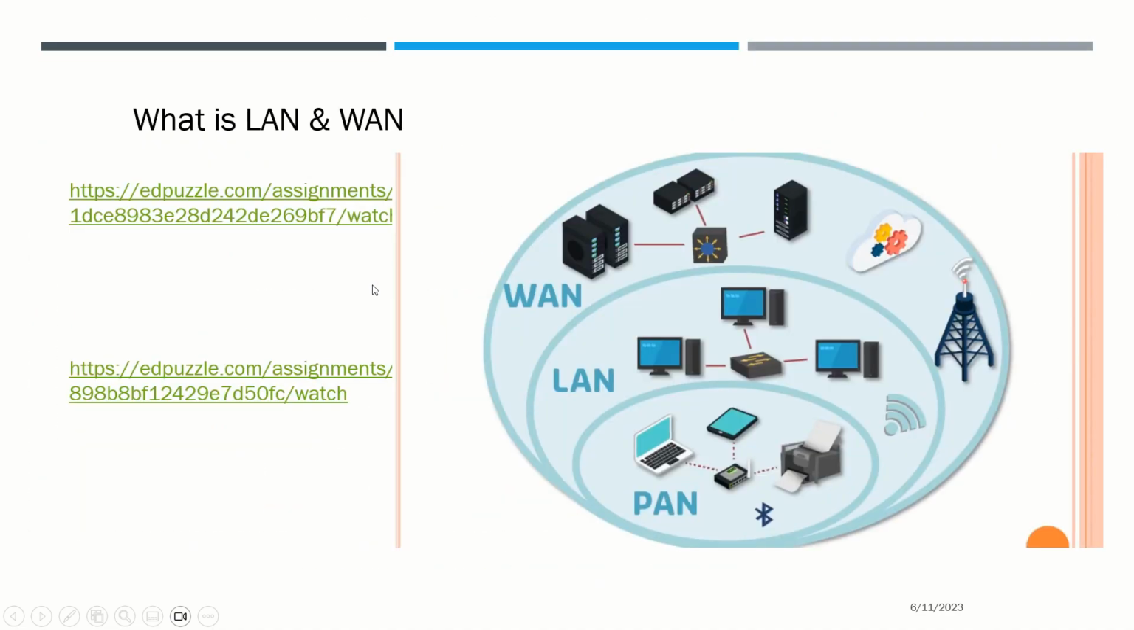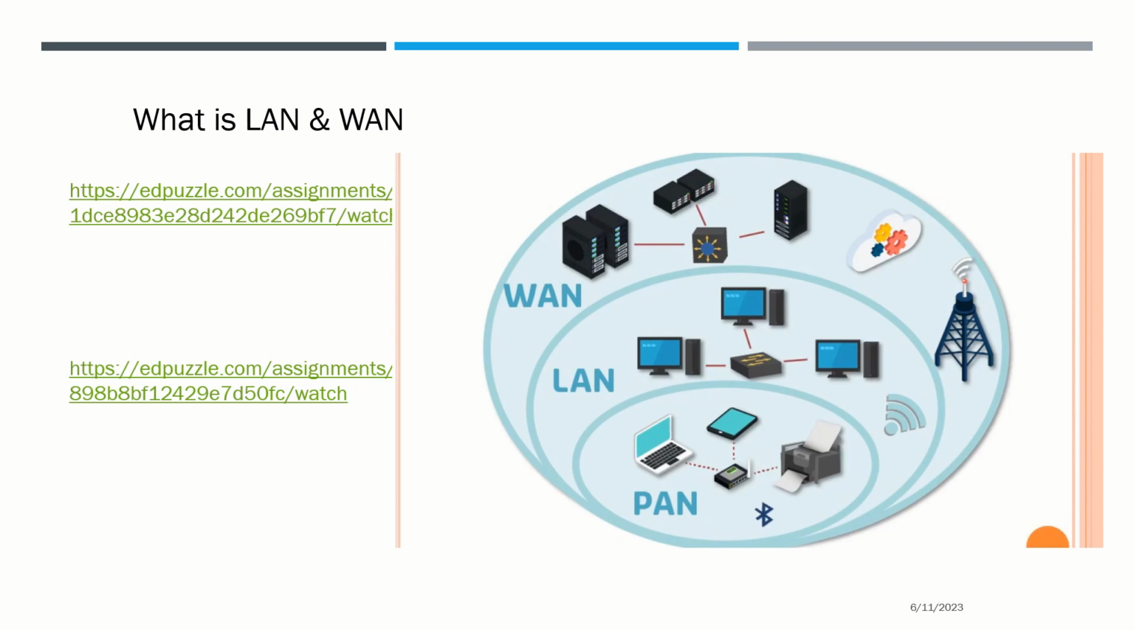Now, what is LAN and WAN? LAN means local area network. It is a network that is contained in a very small geographical area. For example, the ICT lab in our school, you can call it a LAN, or the network in our school is a LAN. Our office, at home, these are all examples of LAN.